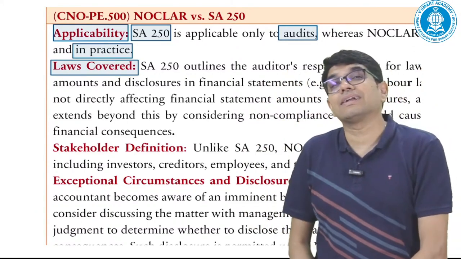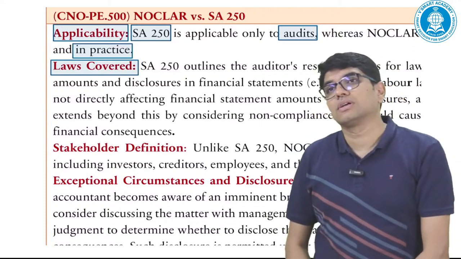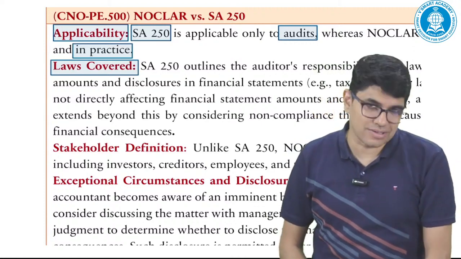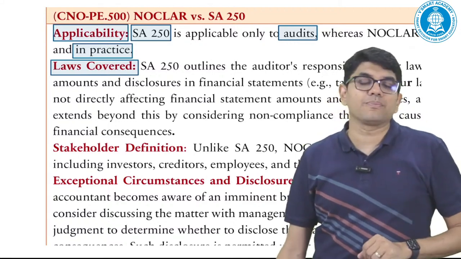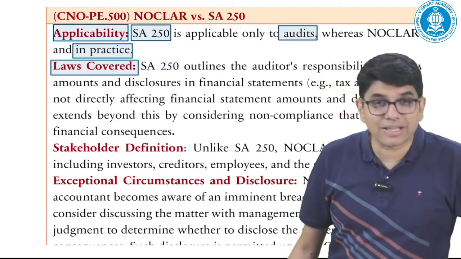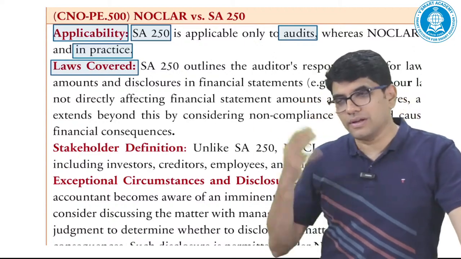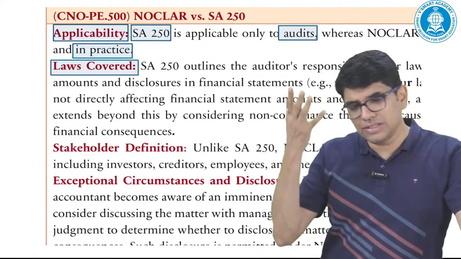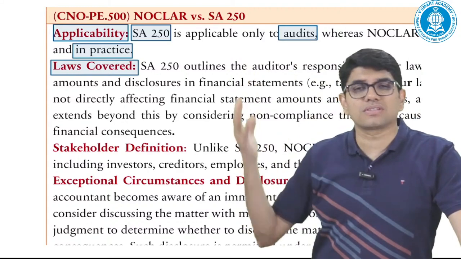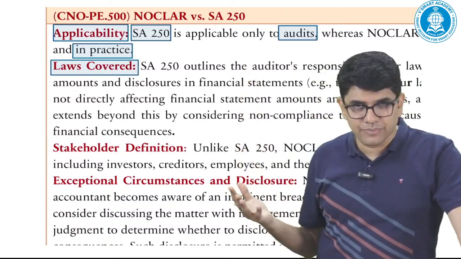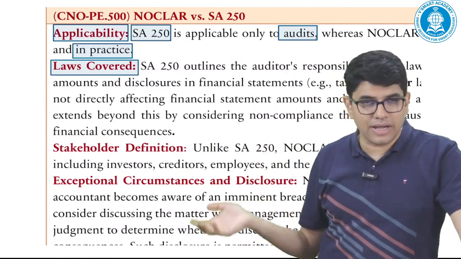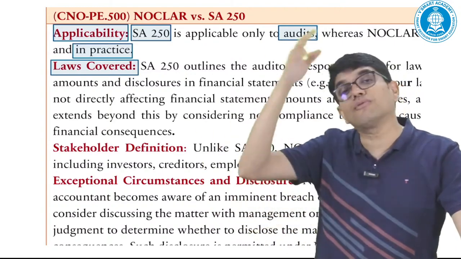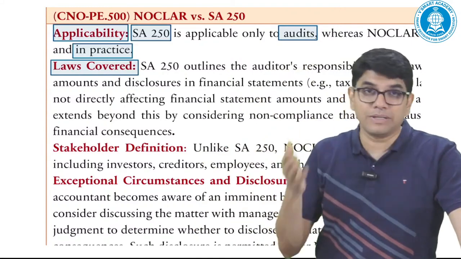But on the other hand, NOCLAR doesn't restrict, doesn't limit that you have to see only these kind of non-compliance. It is open-ended. It has given a list. We have seen the list, but then it is not an exhaustive list. It is not restricting. Whatever different types of laws applicable to entity, and if there is non-compliance in any of those laws, NOCLAR will get applicable.